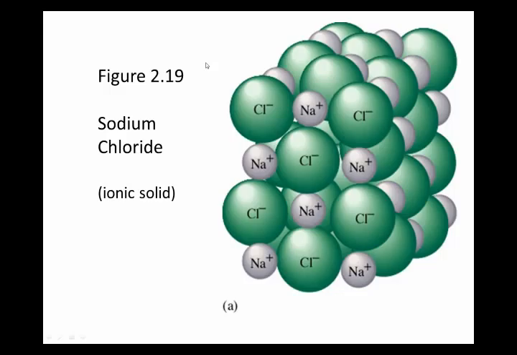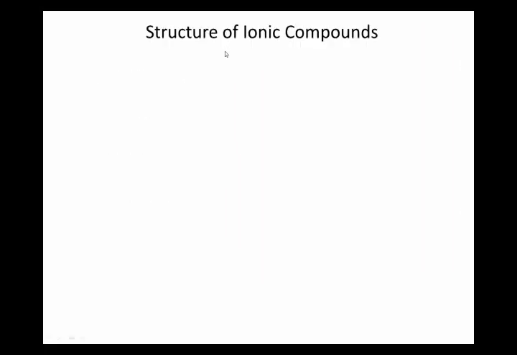Why sodium is so much smaller than chloride is a little bit beyond what we're going to talk about in this class. Just think of it this way: sodium has had its last shell stripped away, so it's smaller. It has no third shell.